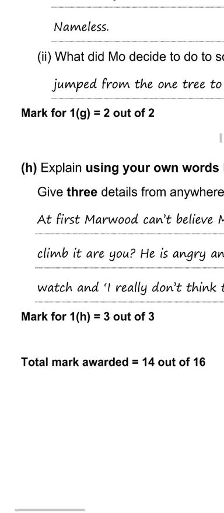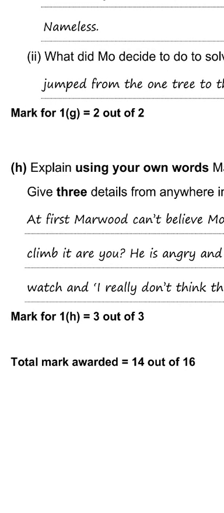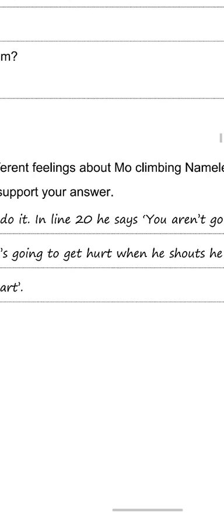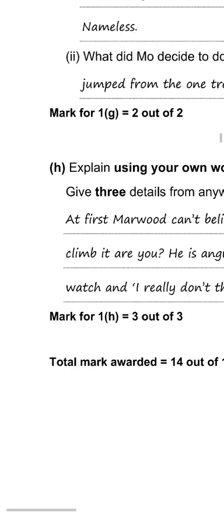Now the last part, explain. It starts with the word explain. That means this question requires implicit understanding. Explain using your own words. Previously we had a feeling question where you had to write one feeling and two details. In this question you have three feelings, three details. Explain using your own words Merwood's different feelings about Mo climbing nameless.